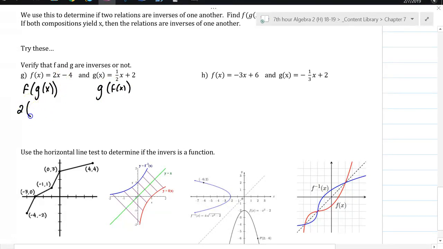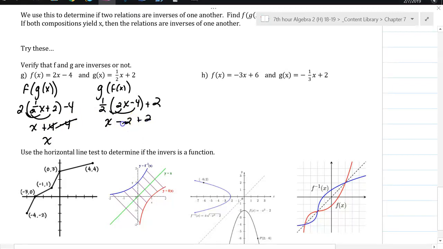So I'm going to do f of g of x first. So that's going to be 2 times (1/2 x plus 2), and then minus 4. And g of f of x is going to be 1/2 times (2x minus 4) plus 2. And so when we simplify these, we see that we definitely get x there. And when we simplify this one, we get x also. So this is our proof that these two functions are inverses of one another.